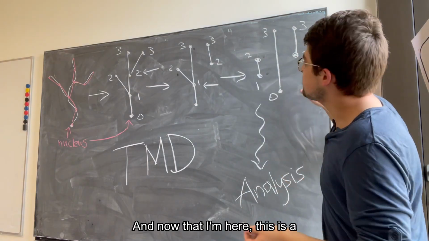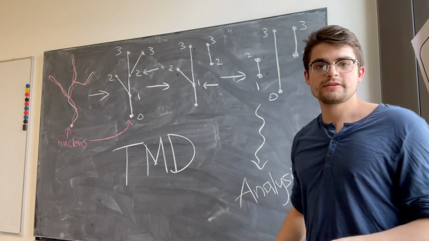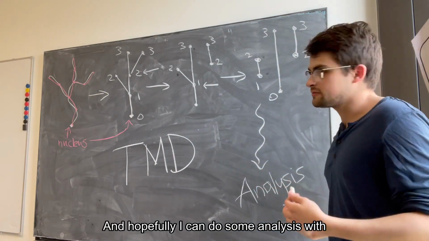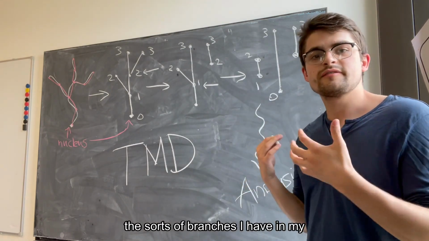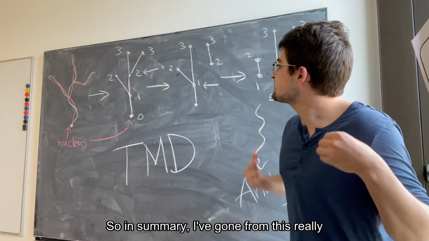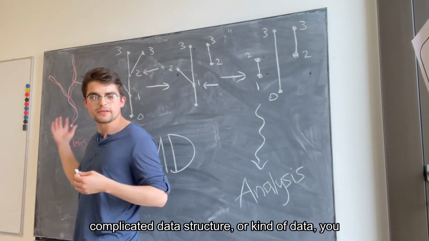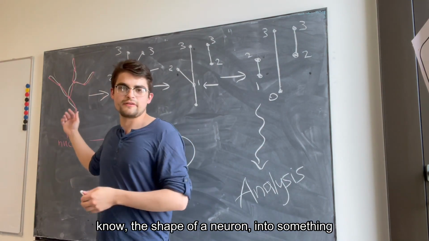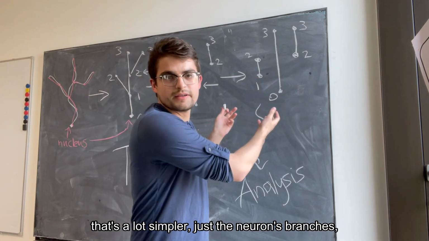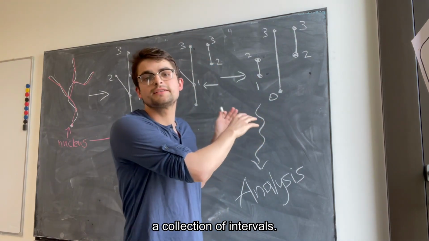And now that I'm here, this is a much simpler data structure, and hopefully I can do some analysis with this, and I can understand the distribution of the sorts of branches I have in my neuron. So in summary, I've gone from this really complicated data structure, or kind of data, the shape of a neuron, into something that's a lot simpler, just the neuron's branches, a collection of intervals.